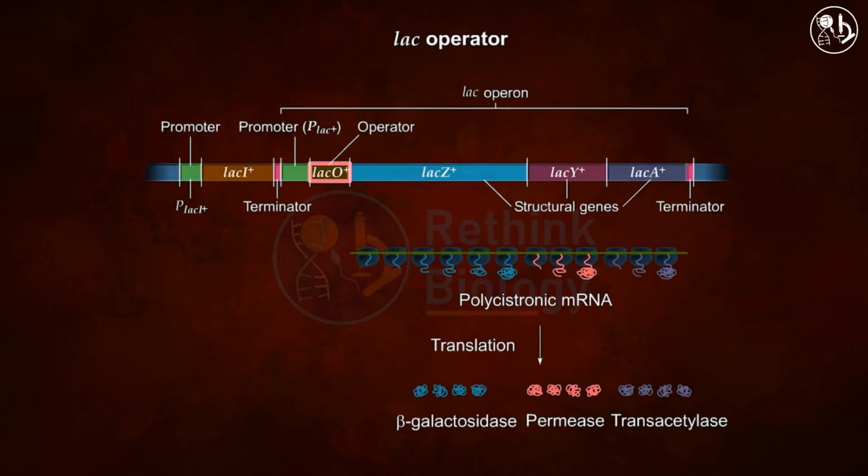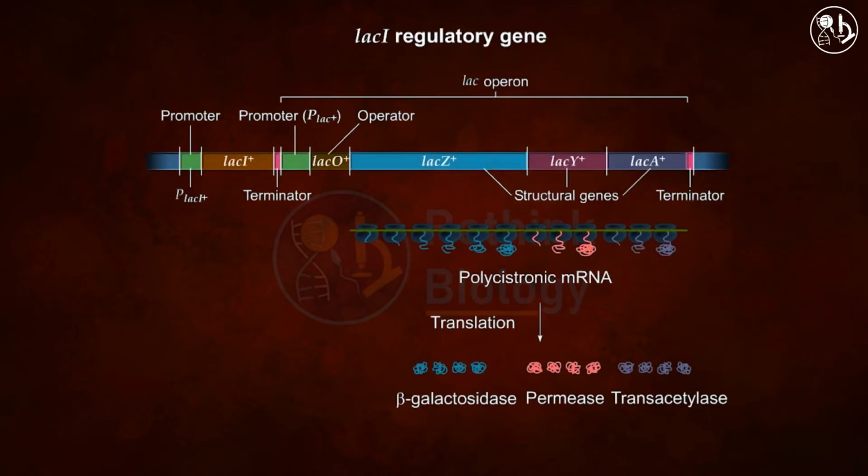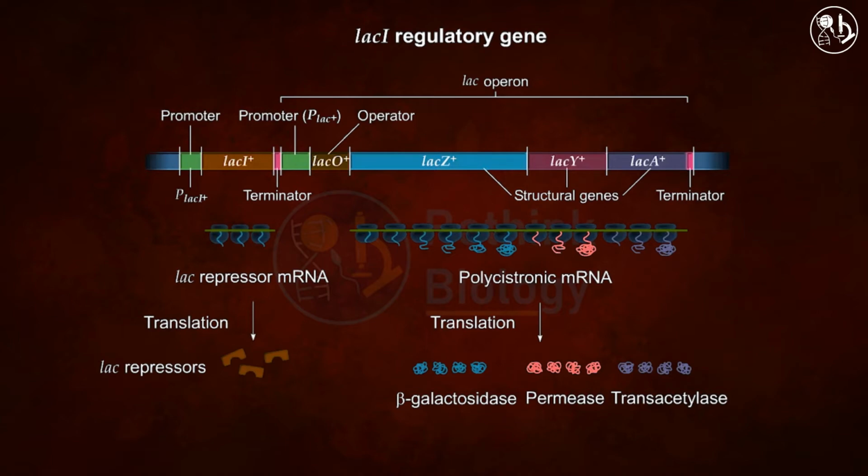The operator Lac O is a small piece of DNA that is partially within the promoter and interacts with a regulatory protein that regulates the operon's transcription. Lac I gene is a regulatory gene that produces a mRNA that is used to make a repressor protein which can bind to the Lac Operon's operator. A regulatory protein is the general word for the product of a regulatory gene. Because it prevents RNA polymerase from transcribing structural genes, the Lac regulatory protein is known as a repressor.